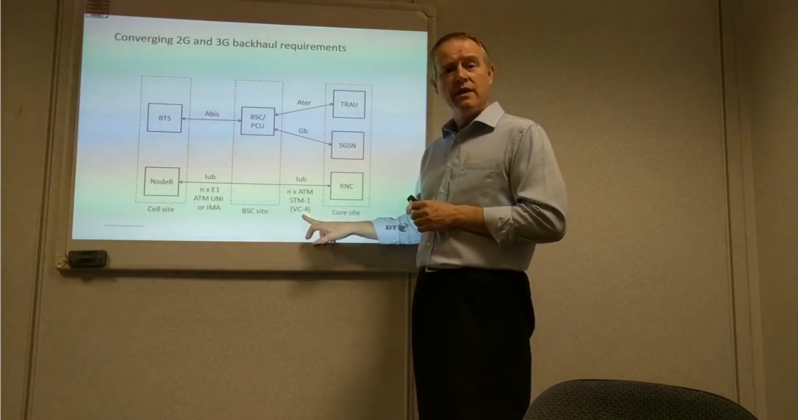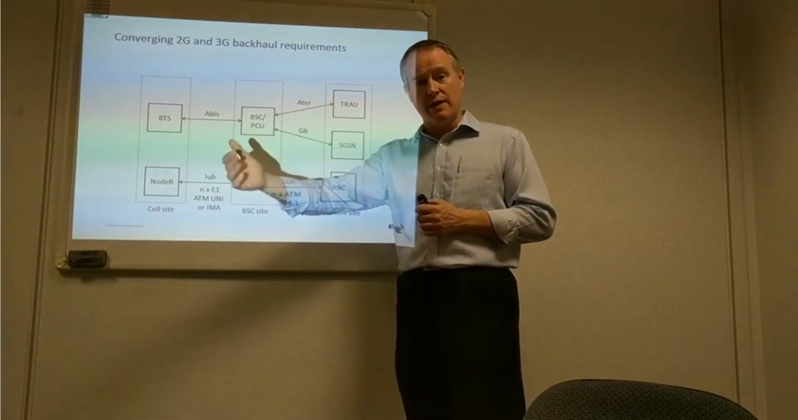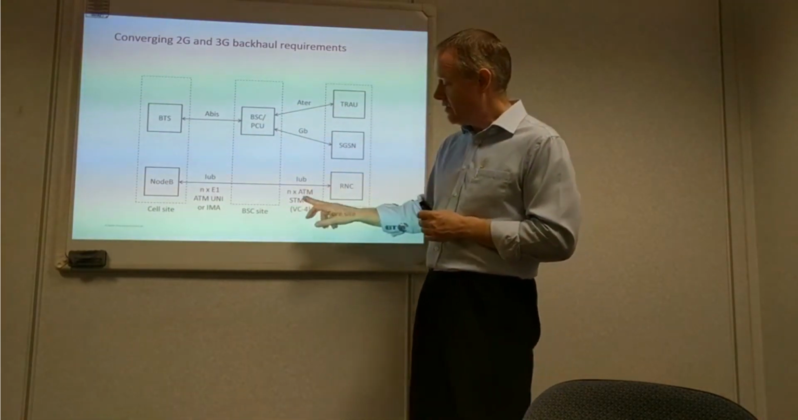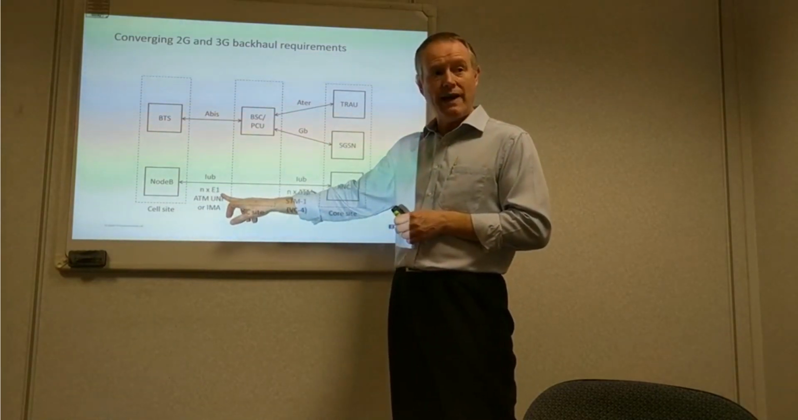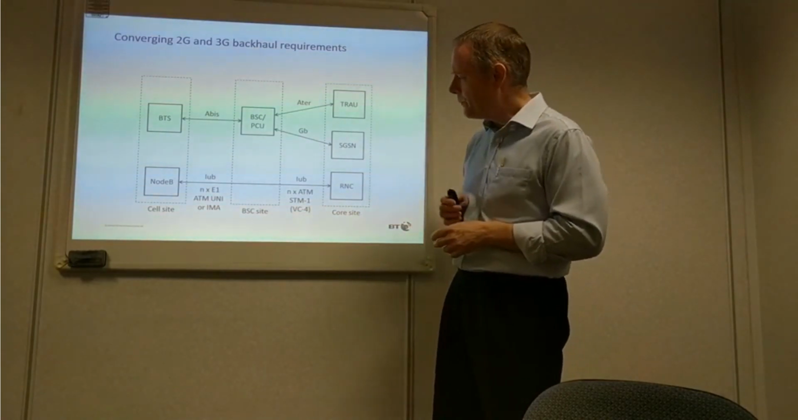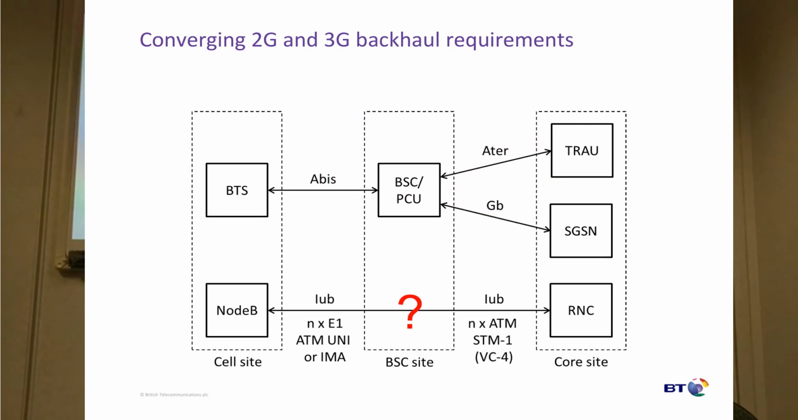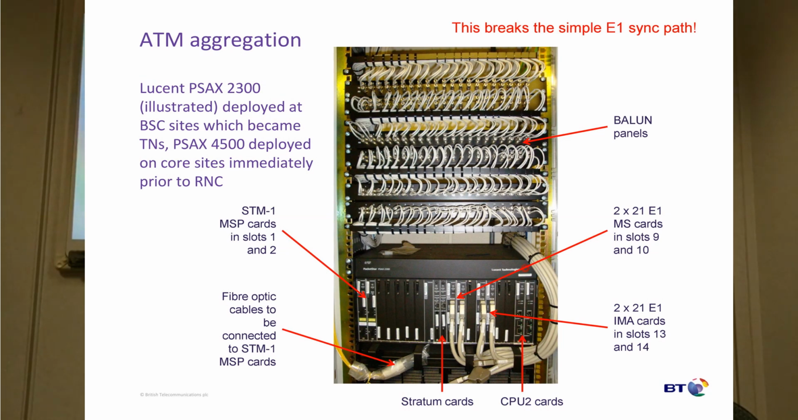So it wasn't 63 VC12s multiplexed together, as you would do with E1s into an STM1. This is the VC4, it's an ATM VC4. So you've got a mismatch now between the N times E1 ATM UNI interface or IMA and the interface here. So what are we going to do about that? Well, there's a whole range of solutions implemented. This is the solution that Orange deployed in the UK, and this is using the Lucent PSAC solution.